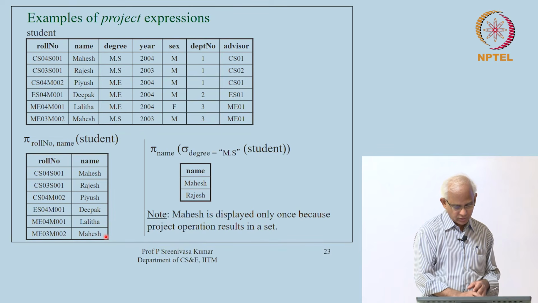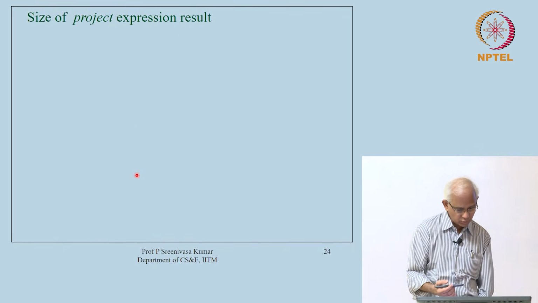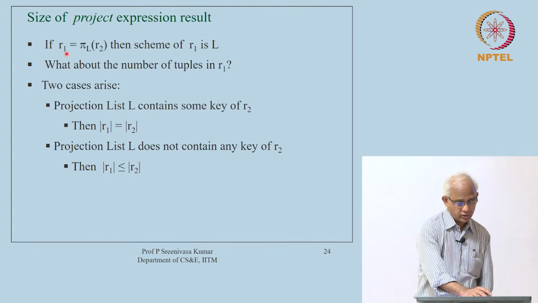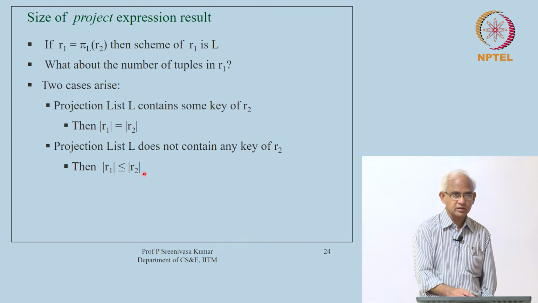Okay. So, in this lecture I have been able to introduce just these 2 operators, the selection operator and the project operator. We will just close with one particular point, that if R1 is pi L R2, then what about the number of tuples in R1? The number of tuples will depend whether the projection list contains the key or does not contain the key. If the projection list contains the key, then the size of the output will be exactly the same as the input, otherwise it can be less.